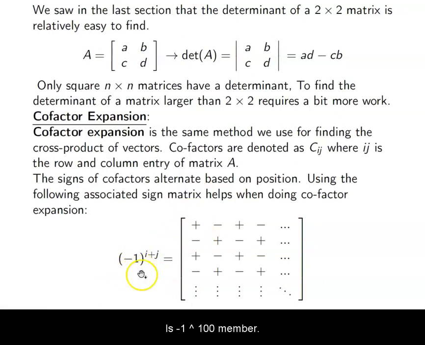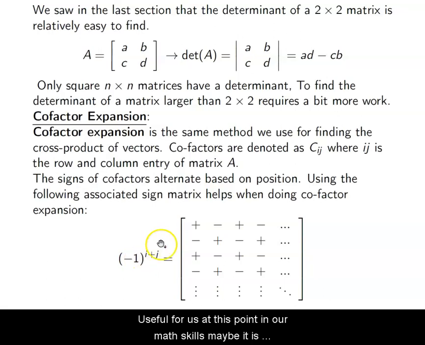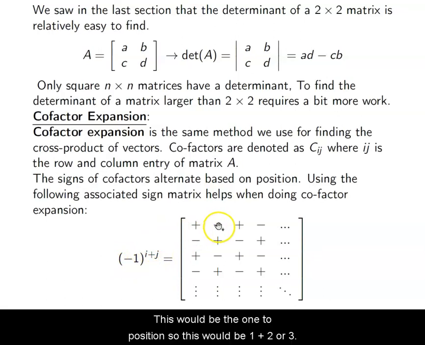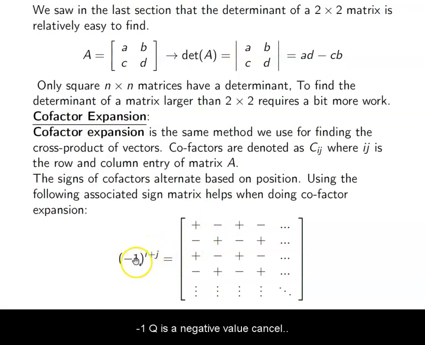So you might say, how does that help me? Well, if you want to remember it by this notation, which may not be useful at this point in our math skills, remember that this is the a11 term. So this would be -1 to the 1 plus 1 power. What's 1 plus 1? 2. So this is -1 squared, which is positive. This would be the 1, 2 position, so 1 plus 2 is 3. -1 cubed is a negative value. So that's one way to remember it.